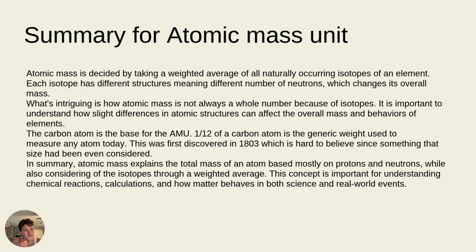So for the summary, atomic mass is determined by taking an average of all naturally occurring isotopes of an element. As said before, each isotope has a different structure, meaning a different number of neutrons, which changes its overall mass. What's intriguing is how atomic mass is not a whole number because of isotopes. It is important to understand how slight differences in atomic structure can affect overall mass and behaviors of elements.